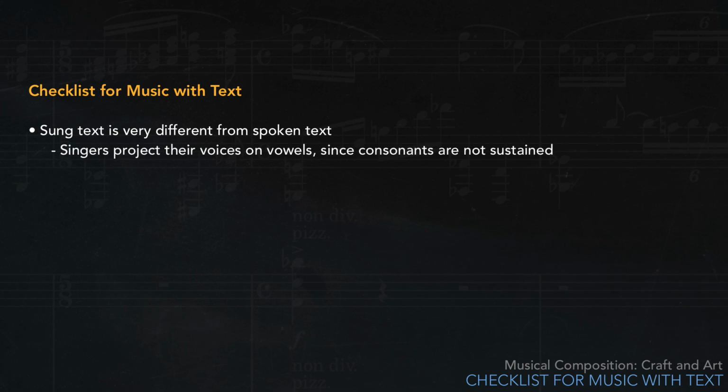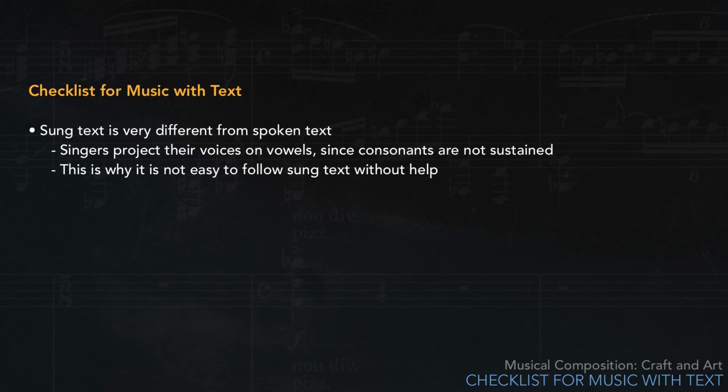Composing music with text poses some specific challenges above and beyond the usual musical ones. Sung text is very different from spoken text. All a good actor needs to be understood is clear articulation and the ability to project their voice. But singers project their voices on vowels since consonants aren't sustained. So the normal balance between vowels and consonants when speaking is very different from that when singing the same words. This is why it's not easy to follow a sung text without help.